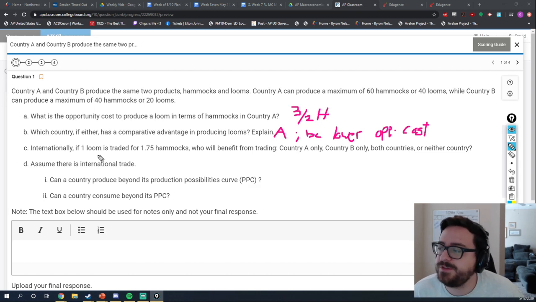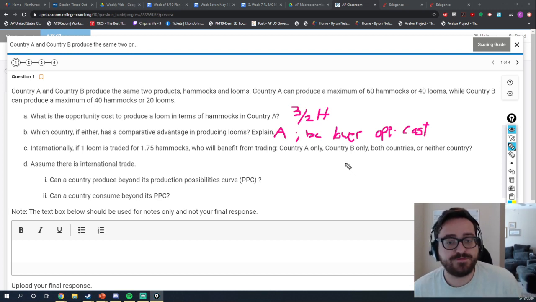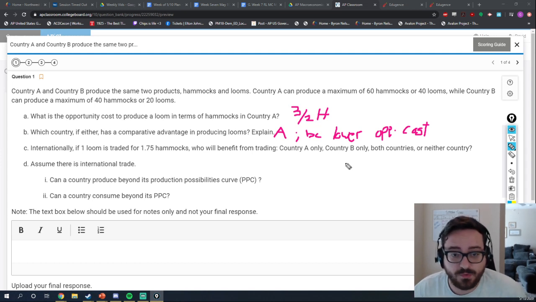Internationally, if 1 loom is being traded for 1.75 hammocks, who will benefit from that trading? Country A, country B, both, or neither? This is a terms of trade problem. Now, my lettering got worse. It's because I was doing those in lowercase, and also, shut up. Okay. Internationally, if 1 loom is being traded for 1.75 hammocks, who will benefit? So terms of trade is the question here. And for a terms of trade problem, you have to do a couple of things. One, you have to figure out who is making what.